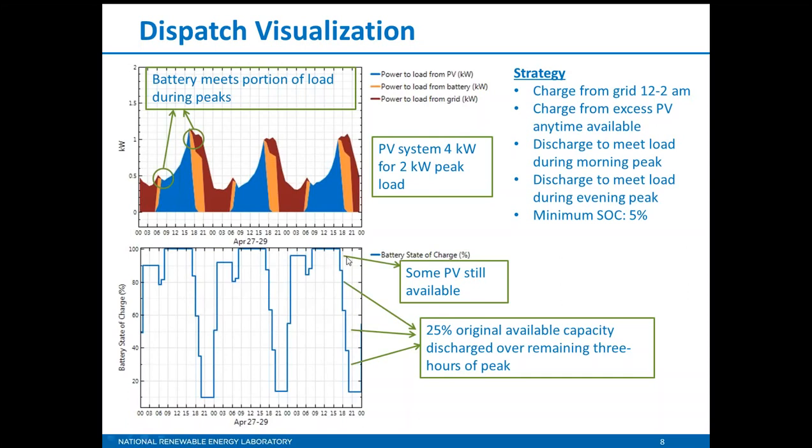And so in the bottom left here, you see this kind of stair steps. And basically, over every 4-hour period, the battery is allowed to discharge up to 25% of its original capacity. And so in this first stair here, it didn't actually discharge a full 25% because there was still some PV available. But in subsequent hours, it discharges at the full 25%.